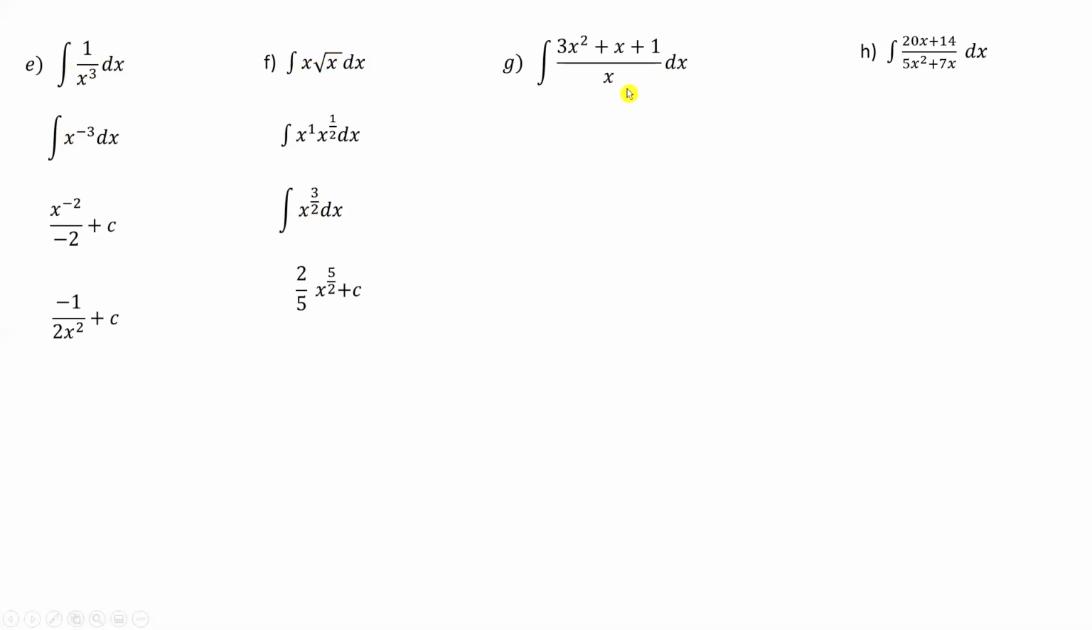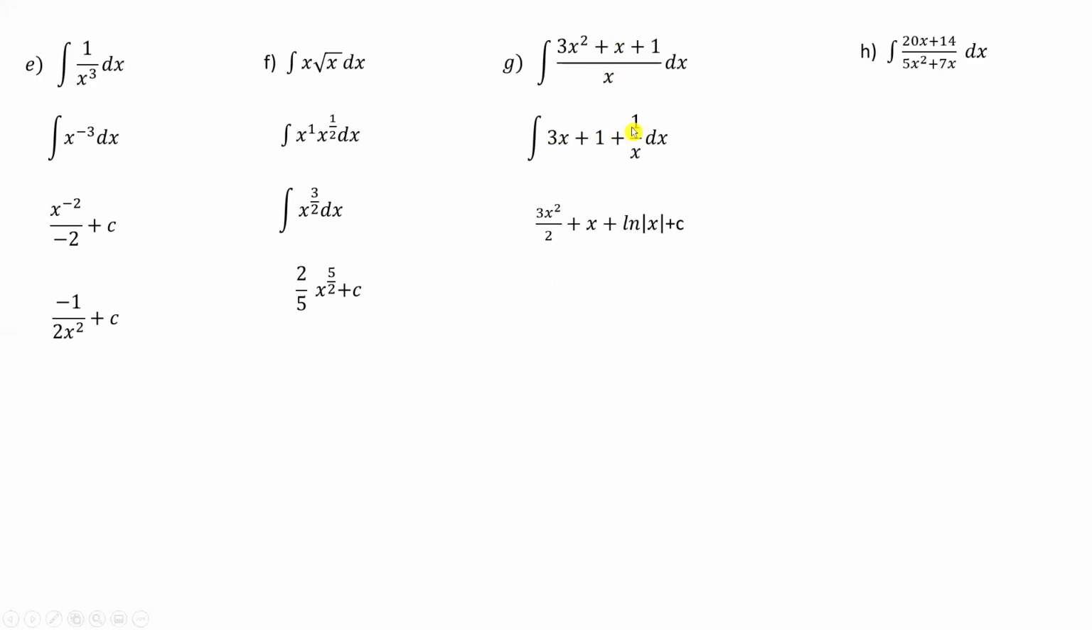So what are we going to do here? We could divide everything by x. So if we do that, 3x squared over x becomes 3x. X over x is 1. 1 over x is just 1 over x. Now it's in the right form. Number x exponent. So raise the power and divide by it. This again, x to the 0. So raise the power to x to the 1 and divide by it.